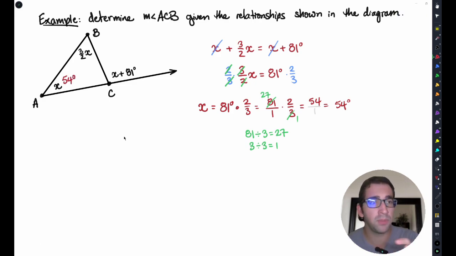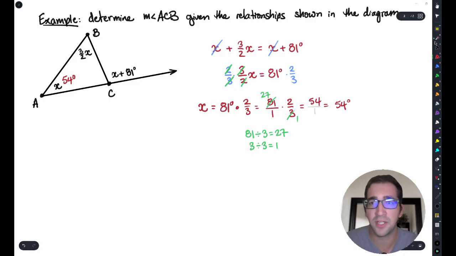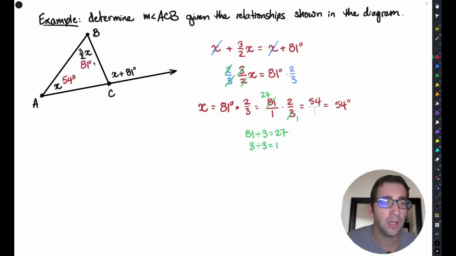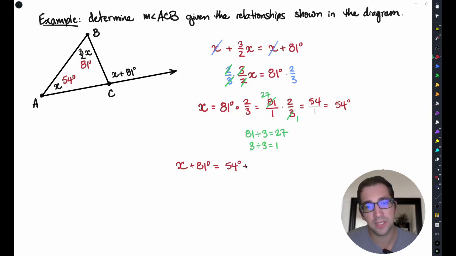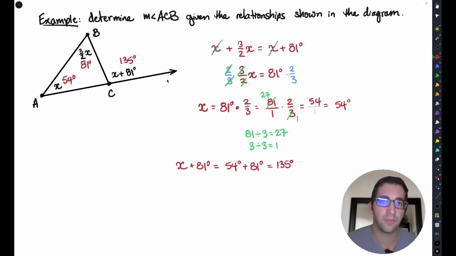We can also compute 3/2 x, but you may remember that we actually saw before that 3/2 x is equal to 81 degrees. So we can just put that in the diagram. And then also we have x plus 81. X plus 81 is going to be 54 degrees plus 81 degrees. That's 135 degrees. So we've labeled all of the angles that we have here.